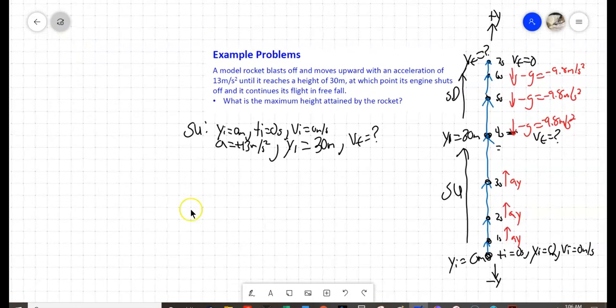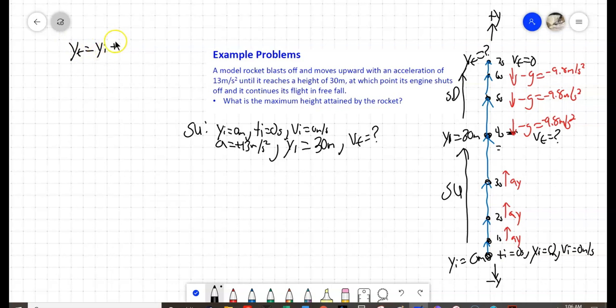I always start off with the position versus time equation. In this case, y final equals y initial plus v initial t plus, since the acceleration is due to the rocket, 1/2 a t squared. And we don't know the time that happens. Let's do v final. V final is going to be equal to v initial plus a t. And those are both 0.